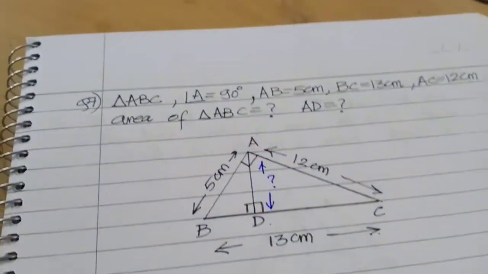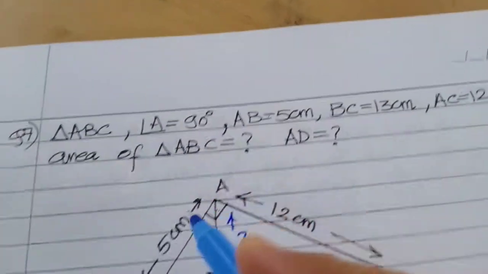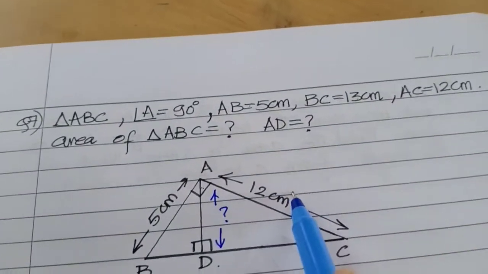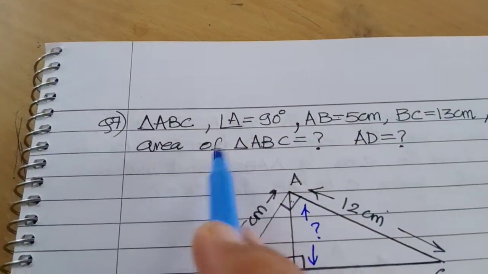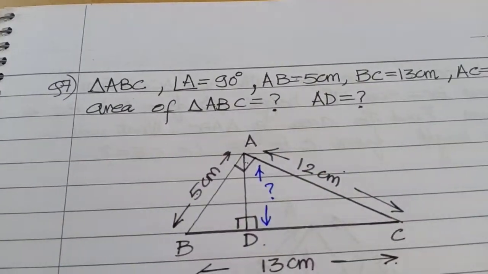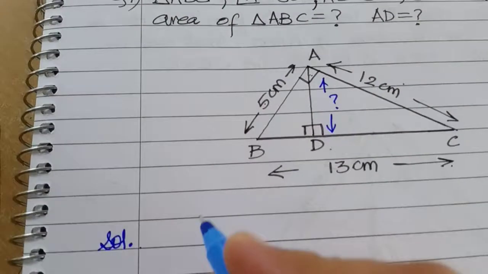It's on question number 7. It's given angle A is 90, AB is 5 centimeter, BC is 13, AC is 12 centimeter. What is the area of triangle ABC and what is AD? इसका area और AD find out करना है. ठीक है. Let's write down.